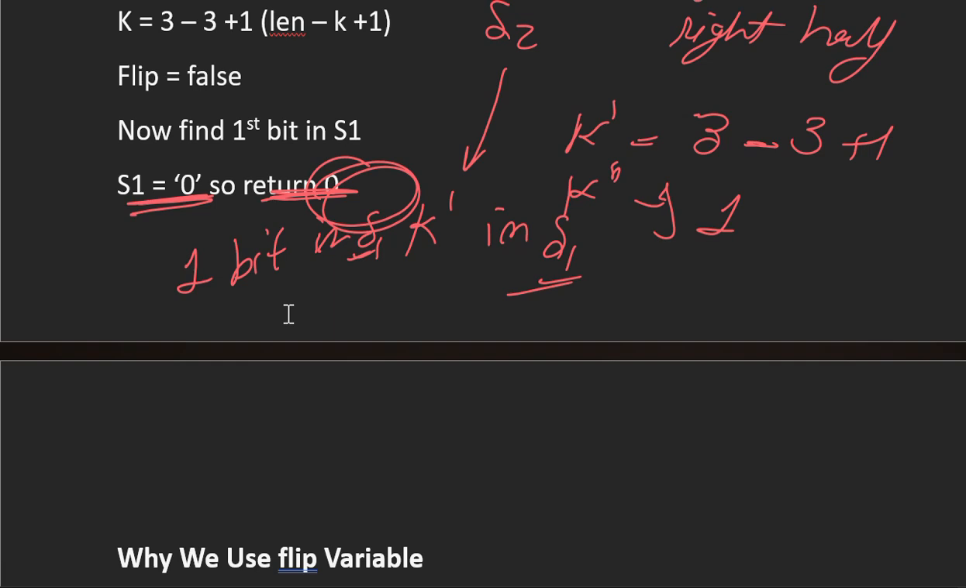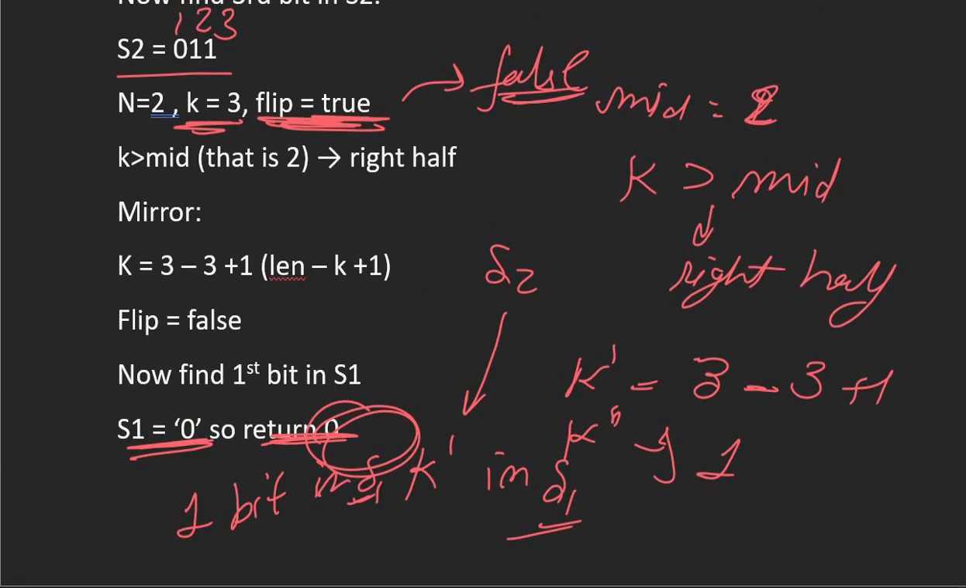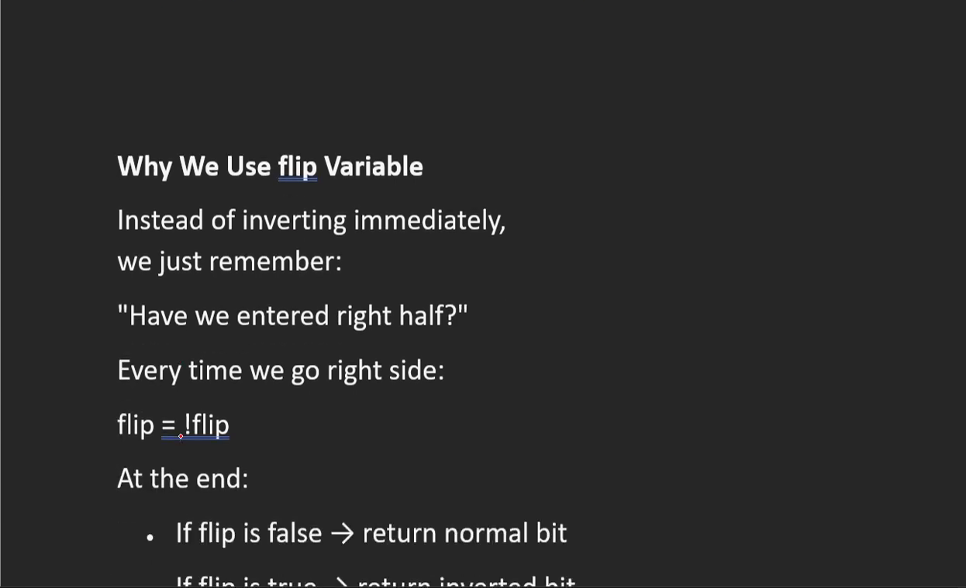But what if, suppose here, flip is equal to true? Suppose if flip is equal to true, then we are getting 0, then we will flip that 0 to 1 in the answer if flip is equal to true.